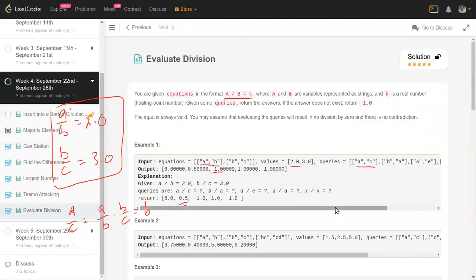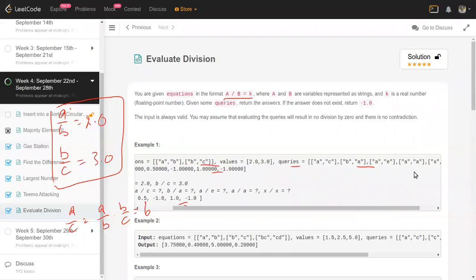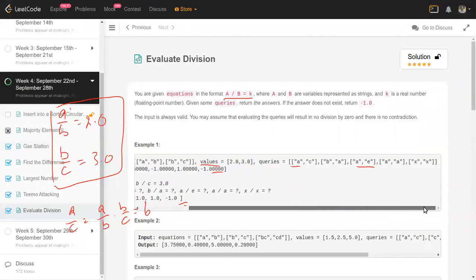Let's look at the fourth and fifth queries. The fourth query is a by a. We know there is a variable a, so a by a is going to be 1. That's why we are returning 1 here. And we have x by x here, but we don't even know what x is. We are not going to speculate and say it is 1. Instead we're going to say it is -1 because we don't know that symbol. So that's how the question goes.